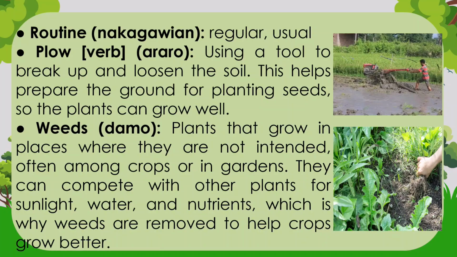Let us define the following words. Routine or nakagawian is regular or usual. The plow or verb or araro is using a tool to break up and loosen the soil. This helps prepare the ground for planting seeds so the plants can grow well. The weeds or the damo are plants that grow in places where they are not intended, often among crops or in gardens. They can compete with other plants for sunlight, water, and nutrients, which is why weeds are removed to help crops grow better.